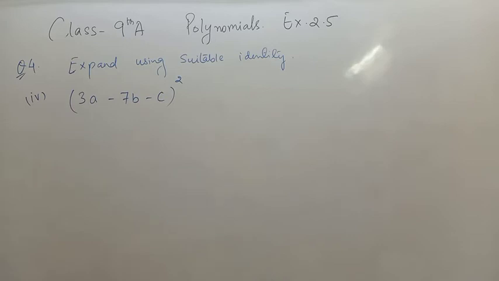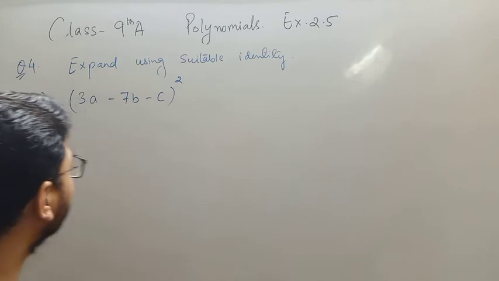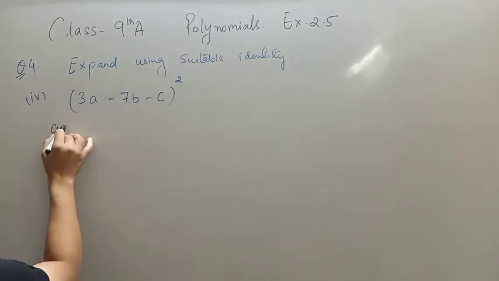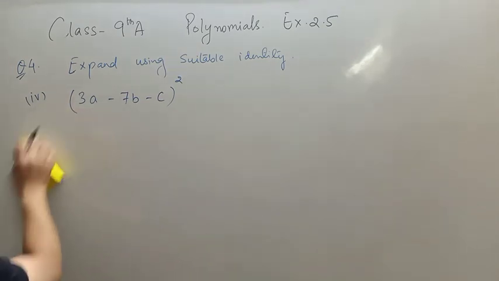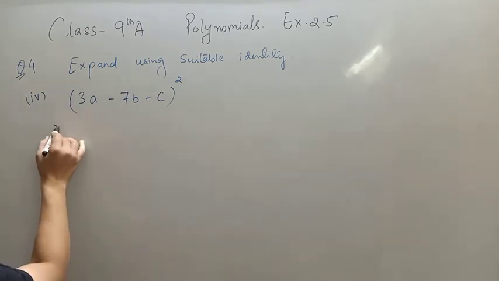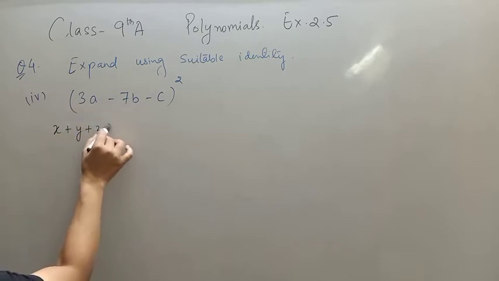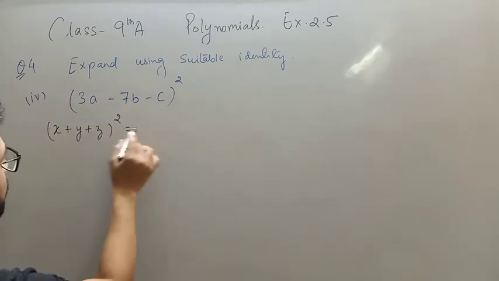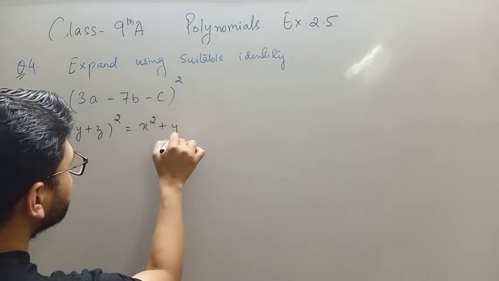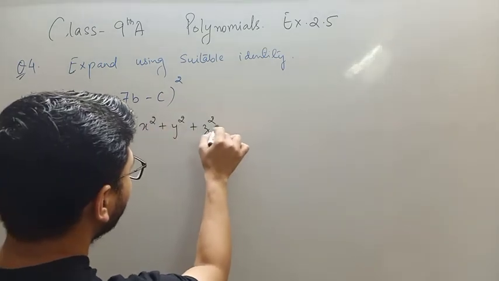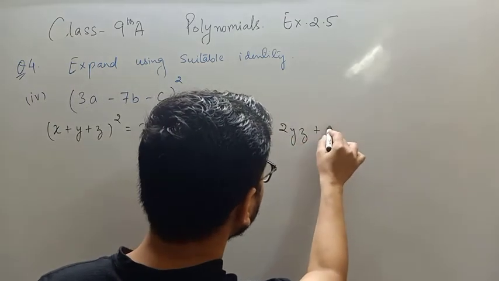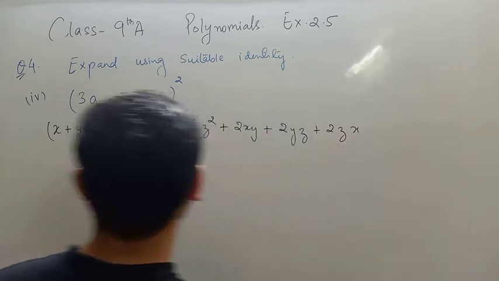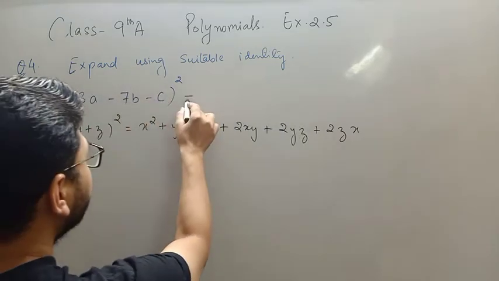Now see the fourth part. Again you need to apply the same formula, that a, b, c is given here, so I just use x, y and z. Okay, so (x + y + z) square is equal to x square plus y square plus z square plus 2xy plus 2yz plus 2zx.